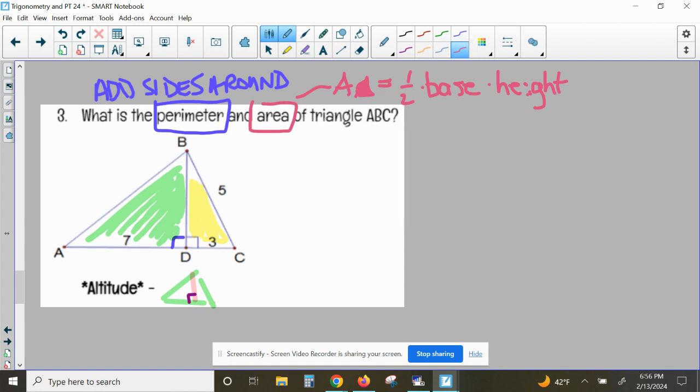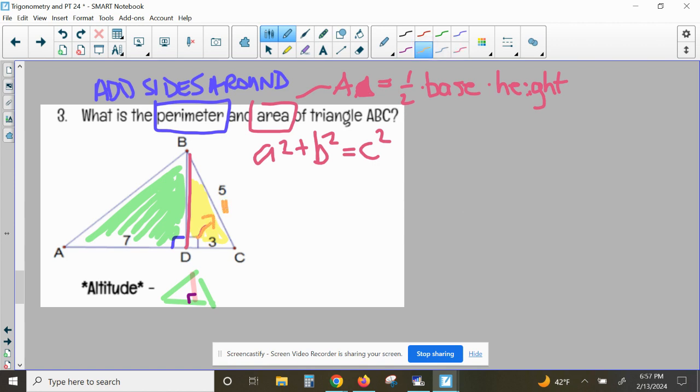So I'm going to use the yellow triangle. In the yellow triangle, I'm going to use a squared plus b squared equals c squared to find the missing side length, this pink side right here. Okay, so when I look at this picture, remember that the c has to be the hypotenuse. So if I'm looking at my right angle, I go across here.